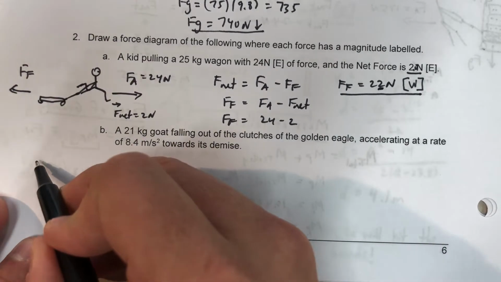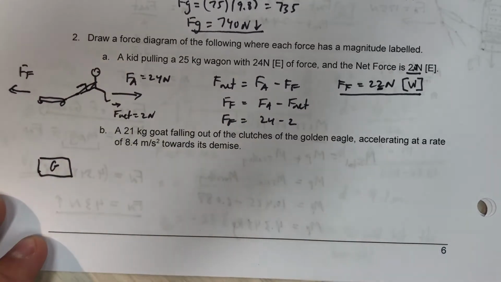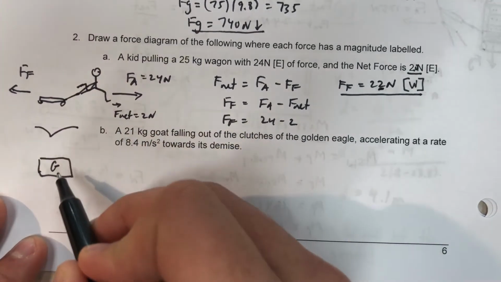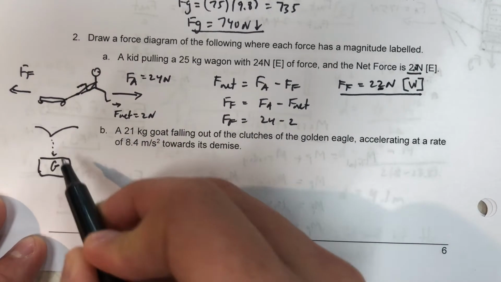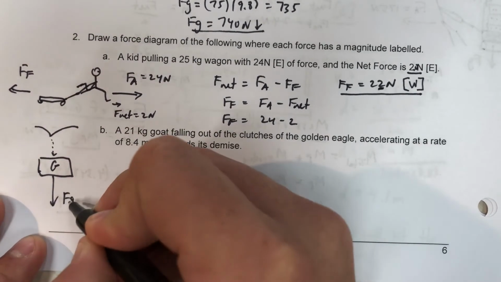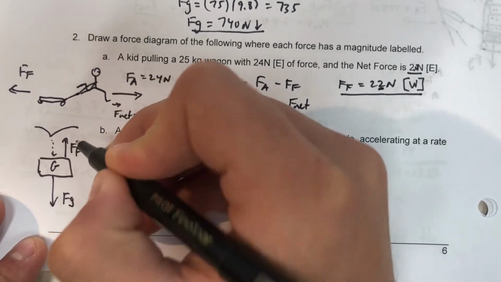So again, I'm not even going to try to draw goats. This is just going to be goat, G. Here's my eagle who dropped the goat. And now there's the force of gravity on this goat. And there's a force of friction due to air resistance over here.